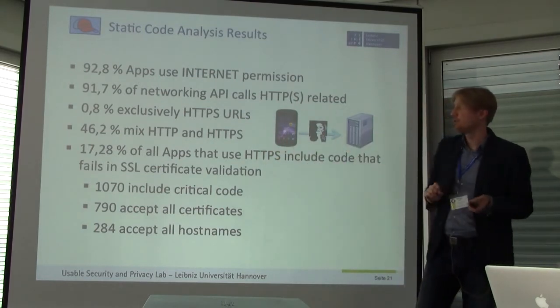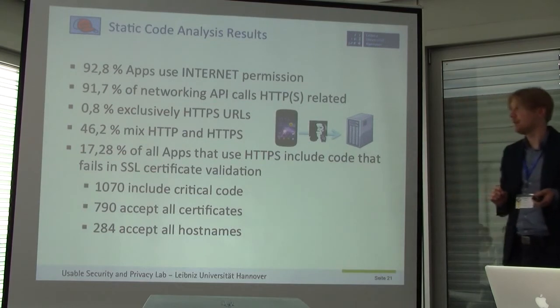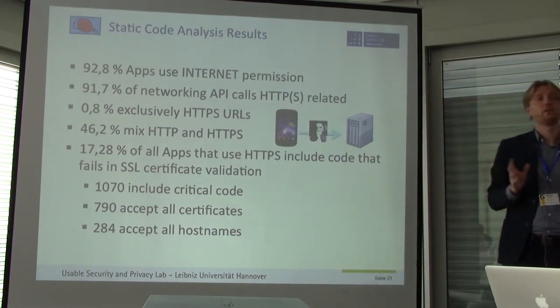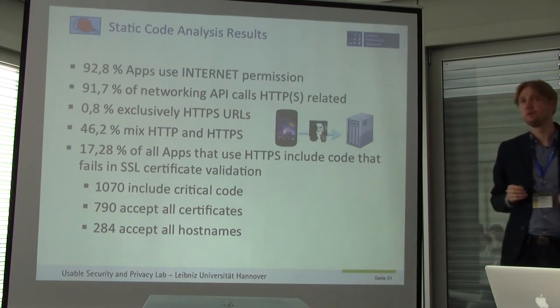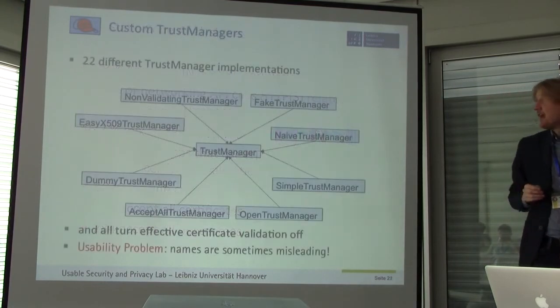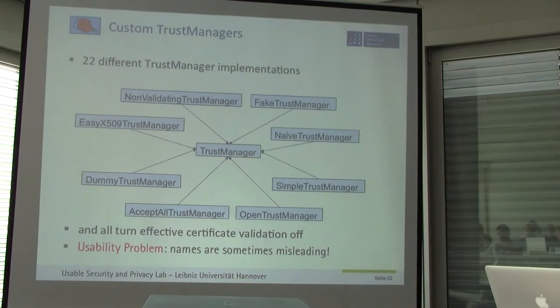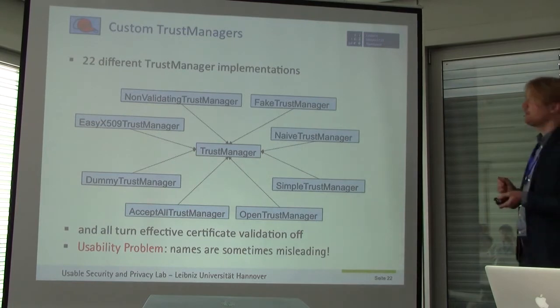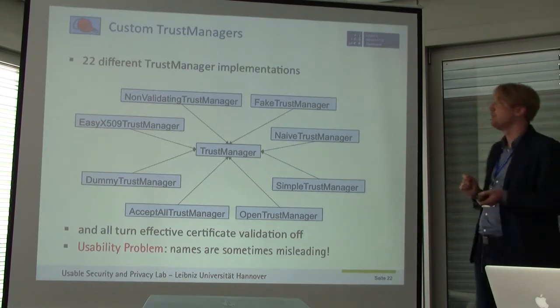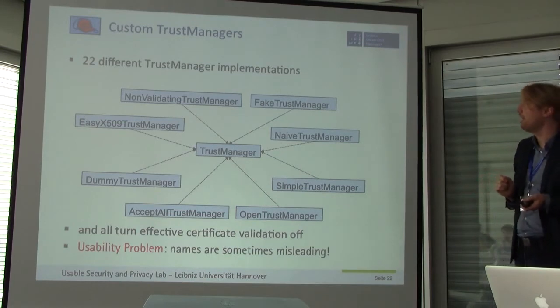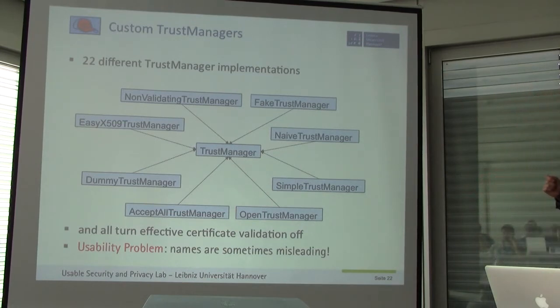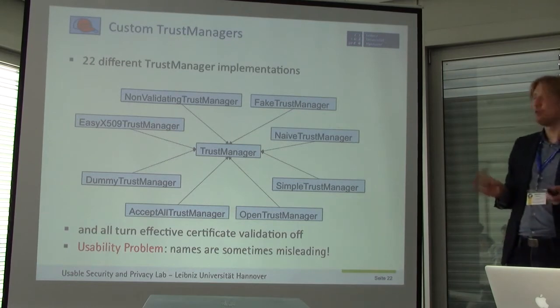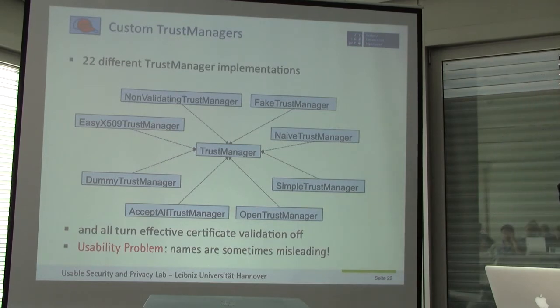And in 17.28% of the apps which use HTTPS, we found code which was in principle vulnerable to a man-in-the-middle attack. Most of that was based on custom trust managers, and I've selected several of the 22 we found. If you have a look at the names, some stand out. So you have the non-validating trust manager, the fake trust manager, dummy trust manager, and accept all trust manager. These are all names where you pretty much know what you're getting into if you add that to your code.